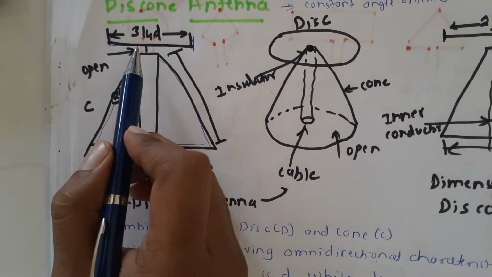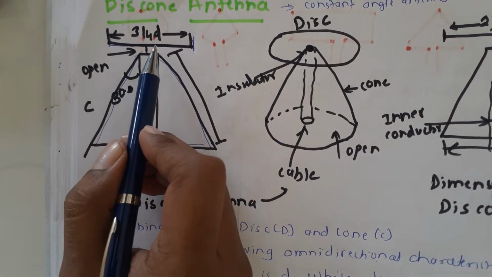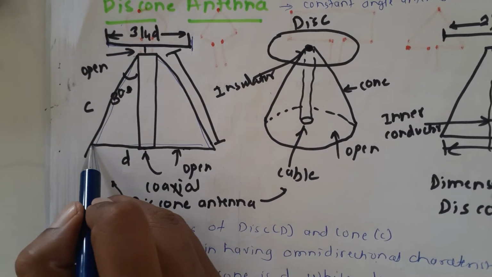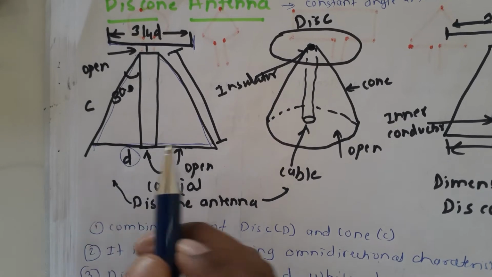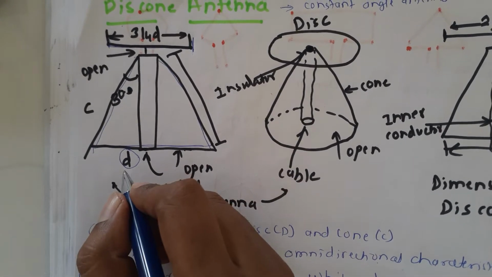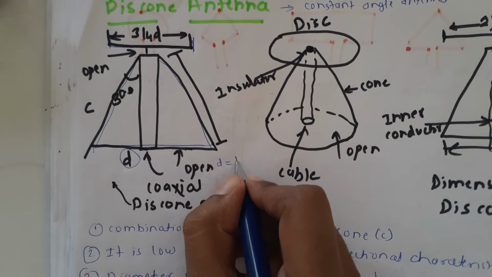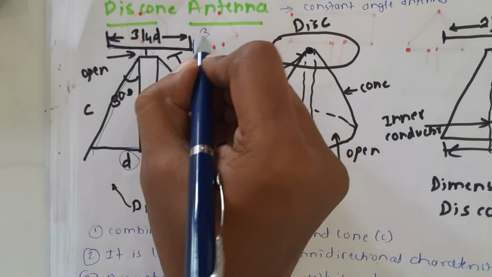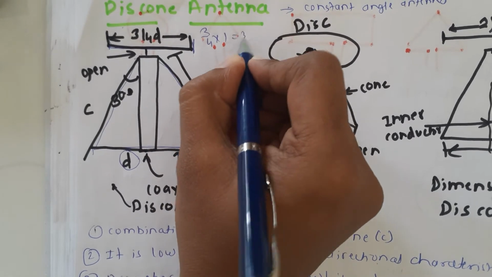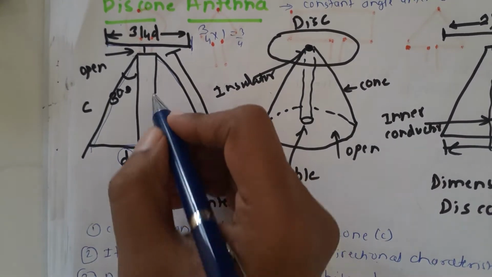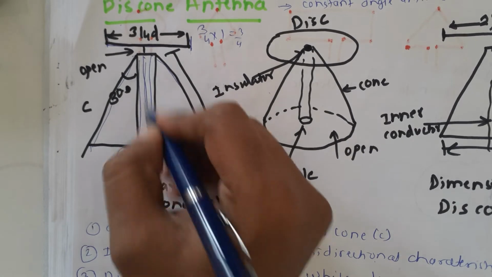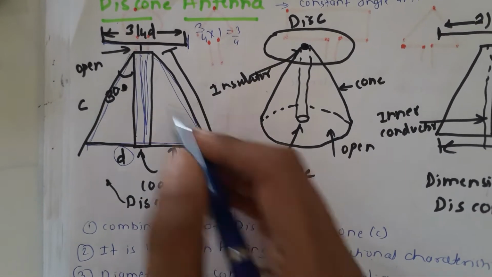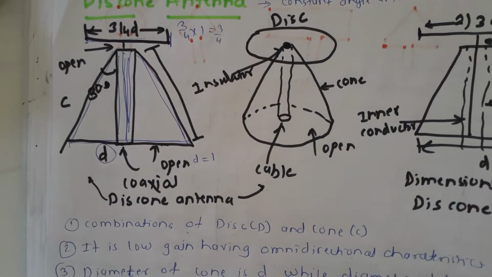The disc has a diameter of 3/4 into D, and the diameter of the cone is indicated by the value D. For example, if the diameter of the cone D equals 1, then the diameter of the disc is 3/4 into 1, that is 3/4. Here, this one is a cone and this one is a disc.